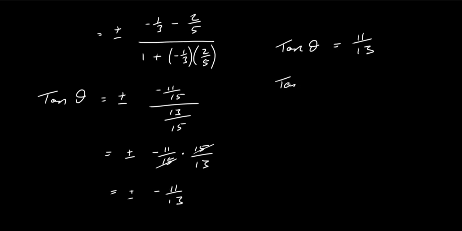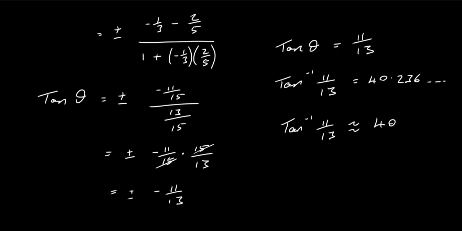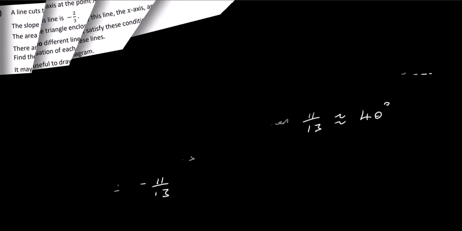So we need tan inverse of 11 over 13. And that will give us 40.236 and so on. We want this to the nearest degree. So tan inverse of 11 over 13 is approximately equal to 40 degrees. Okay, so this is part C.